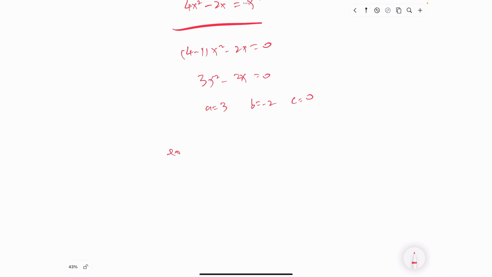Now, examples that are not quadratic. If we have x cubed plus x squared equals 0, that's not quadratic. Quadratic means the highest power is 2.